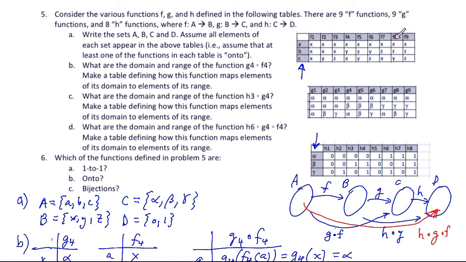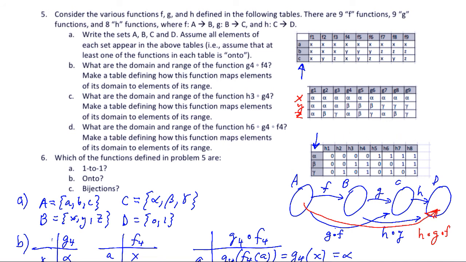And I think I said assume all elements of each set appear in the above tables. And so there isn't any, for instance, a W in the set B. And so the set B is really just X, Y, and Z, and I think that it's an X here, and a Y here, and a Z there. Okay? And so you can see here how I've defined 9 different F functions. I've defined 9 different G functions and 8 different H functions.